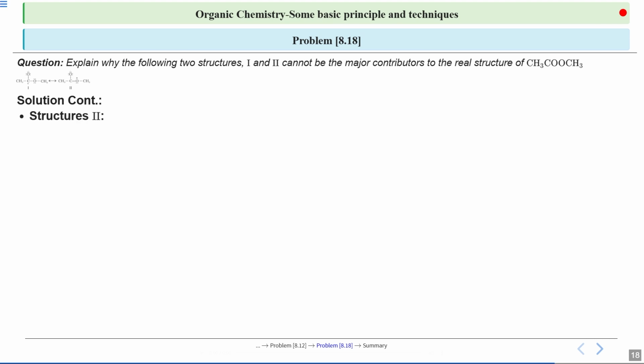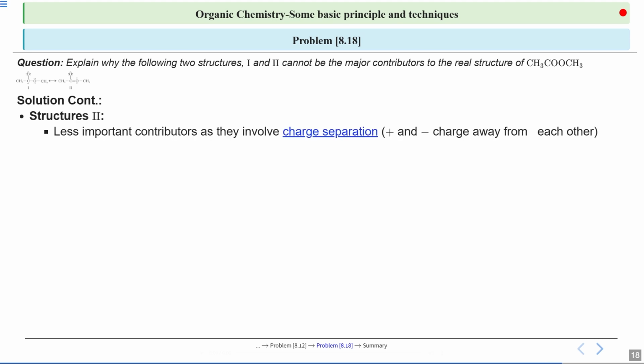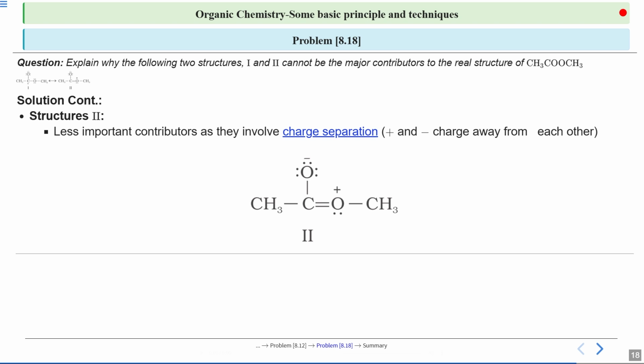If you look at structure number 2, what you can notice is that it involves charge separation, meaning the positive and negative charges are present far from each other. You can see here that we have a charge separation. One of the oxygens has a negative charge and one of the oxygens has a positive charge, and they are present at a large distance from each other. Due to this reason, you can say that this is not the major contributor.